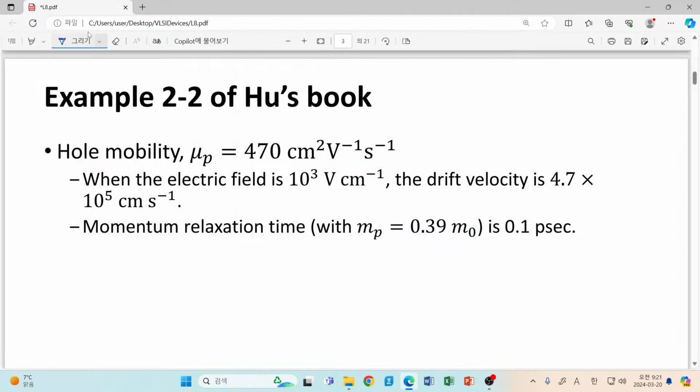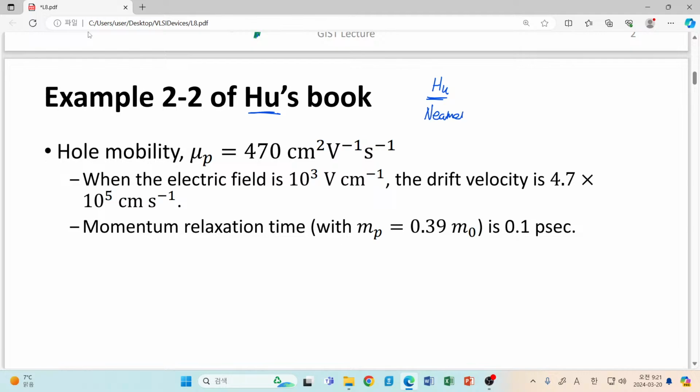So I took this example from Professor Chen Ming-Hoo's book. Sometimes I took some graphs or examples from Professor Chen Ming-Hoo and Neamen or Park. So they may be good references for your study. Anyway, this is Professor Hu's example, and this is just a simple manipulation.